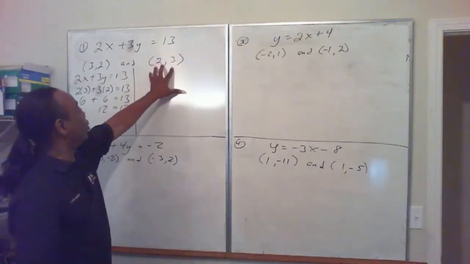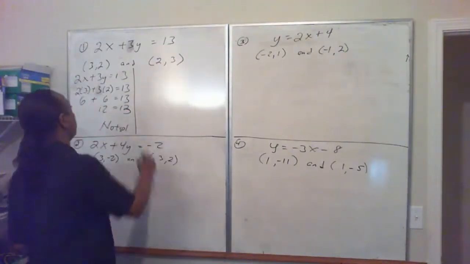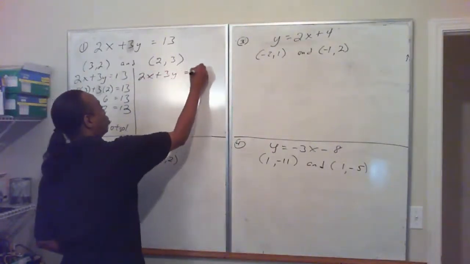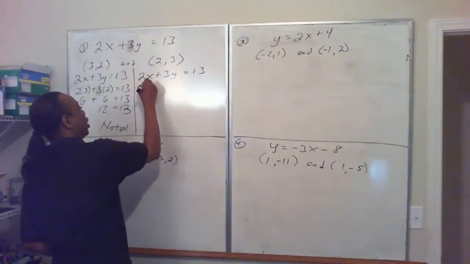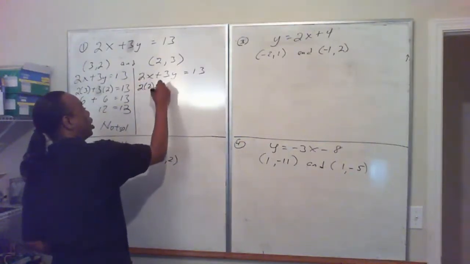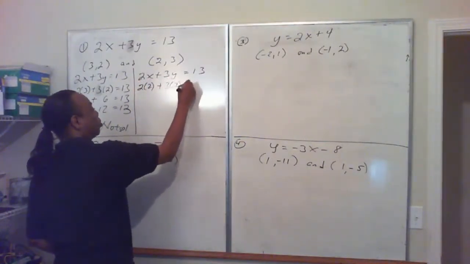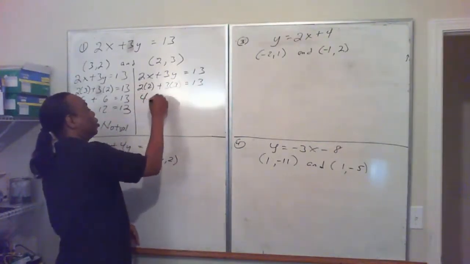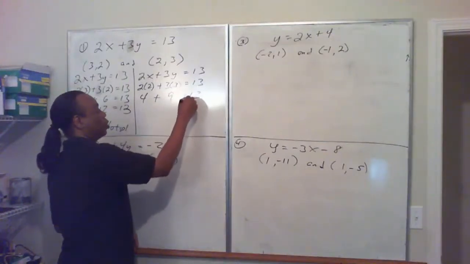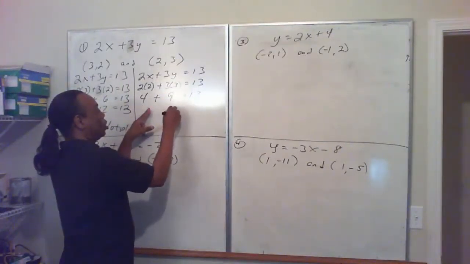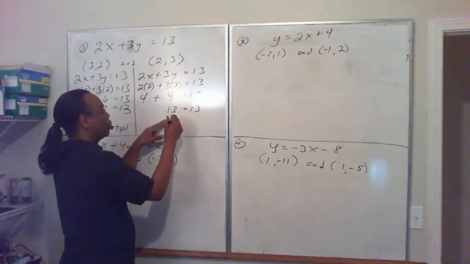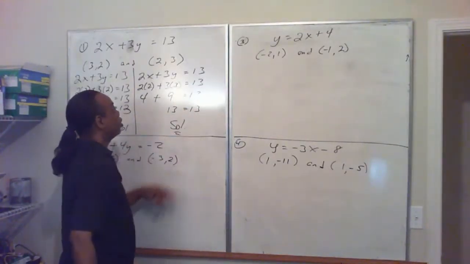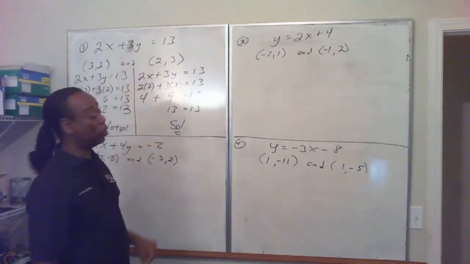Okay, let's see if (2, 3) is a solution. So we have our 2x plus 3y equals 13. Replace the x with a parentheses 2 and the y with a parentheses 3. This will give us 4 here when we multiply. This will give us 9, 13. 4 plus 9 is 13. And we have 13 equals 13. So yes, this is a solution. So (2, 3) is a solution of that equation.